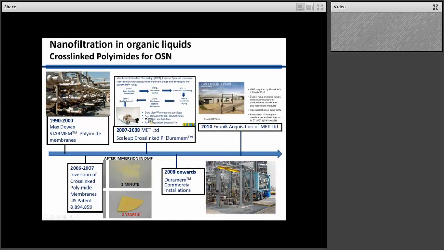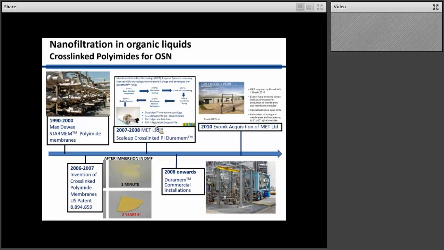Many of our customers actually were in the pharmaceutical industry, and so we had to have a spiral-wound cartridge. Of course, all of the components had to be solvent-stable, and the cartridges had to be leak-free. Importantly, we also had to meet regulatory requirements for pharmaceutical applications. And we managed to do all of that. Our first commercial installations of this membrane, which we trademarked the Duramem membrane, were in pharmaceutical factories. You can see one here at a GlaxoSmithKline factory in Cumbria.